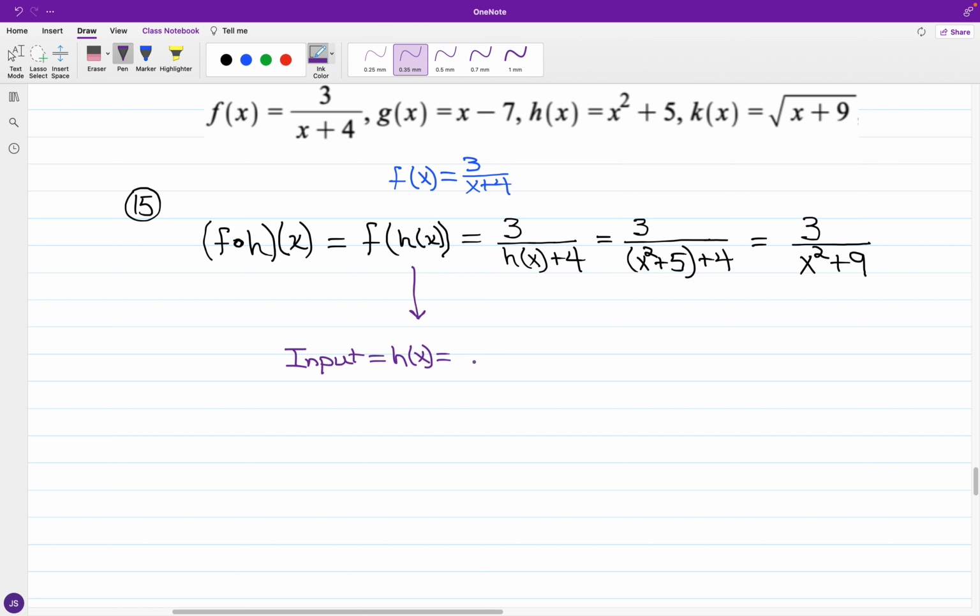So you have the input is equal to h of x, which we have at x squared plus 5. Since we don't have a fraction or an even root radical or anything that creates an undefined situation, for h of x, this has no restrictions.